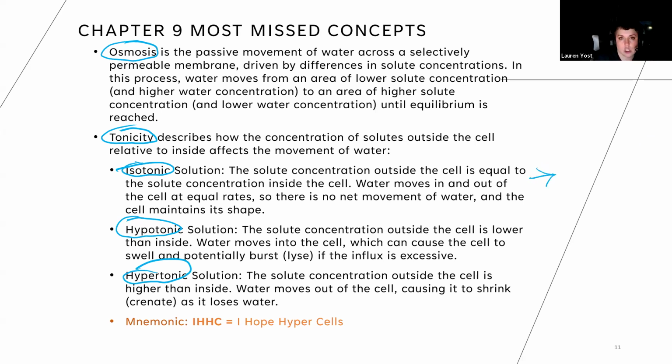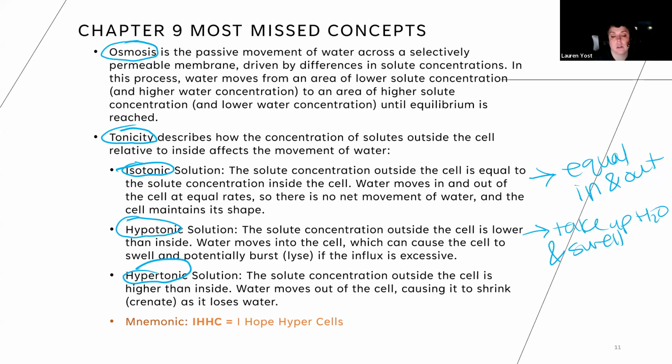So in isotonic solutions, the water moves, it's equal on both sides. But water still moves, it's just equal the whole time. In hypotonic, in order to equal out the two sides, the cell will basically take up water and swell. It can burst even.